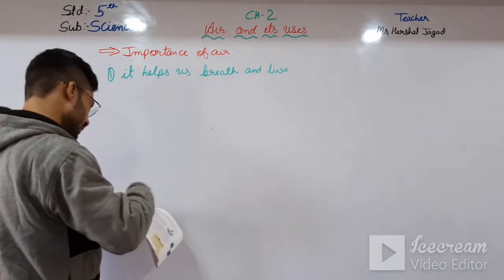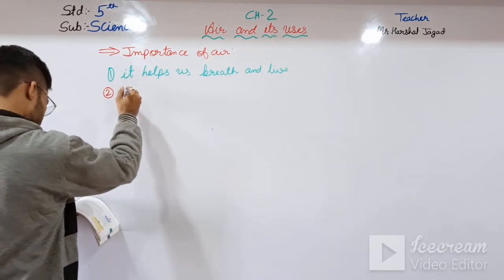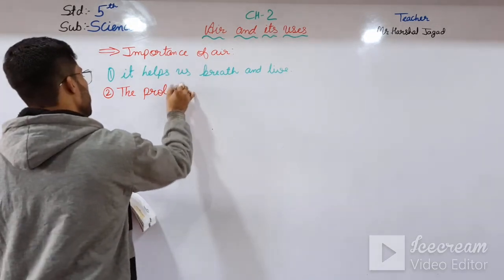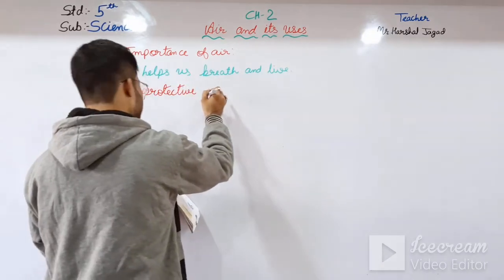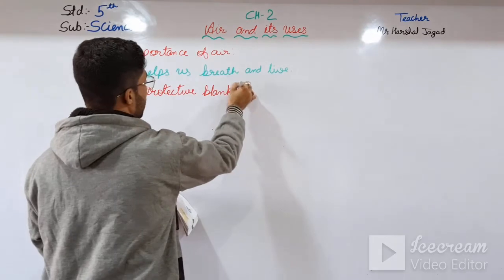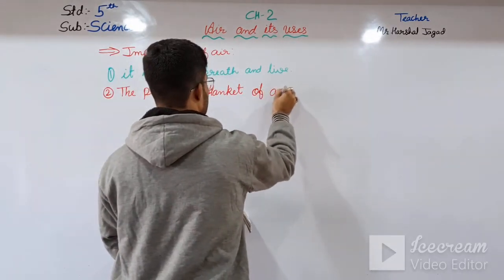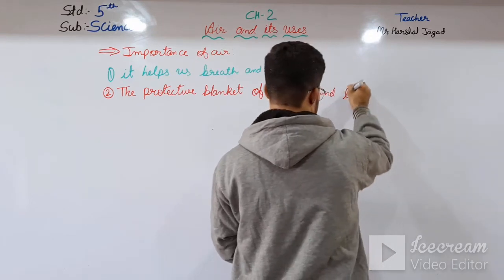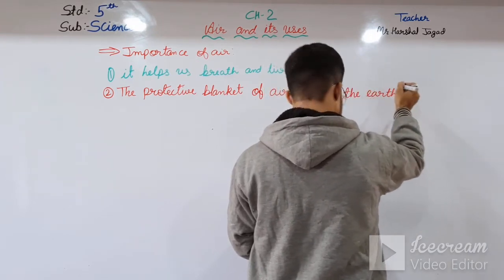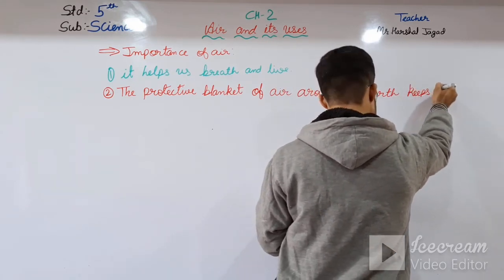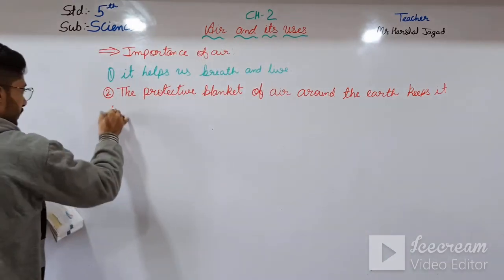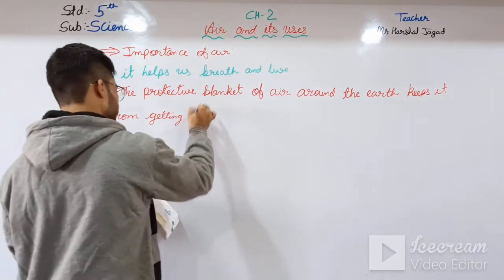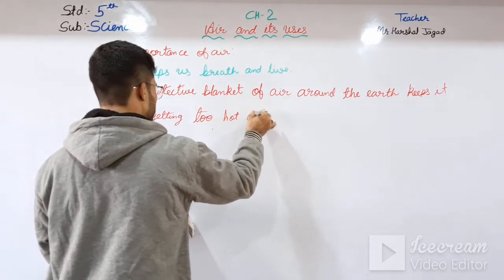Second one: the protective blanket of air around the earth keeps it from getting too hot or too cold.